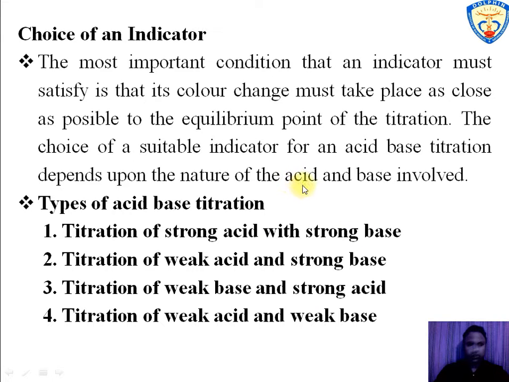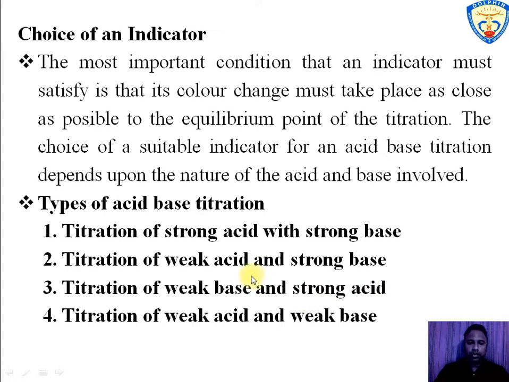So choice of indicator: we add indicator in different titrations because we judge the endpoint. The color change by the indicator must be easily detectable and there must be minimum titration error. That means the endpoint, or detection of color change, is near the equivalence point of the titration. So choice of indicator depends upon the nature of acid and base involved in the titration, because the change in pH during the titration gives the correct choice of indicator used for that titration.